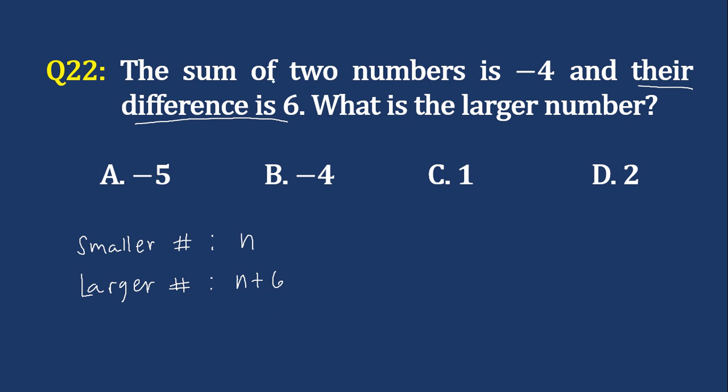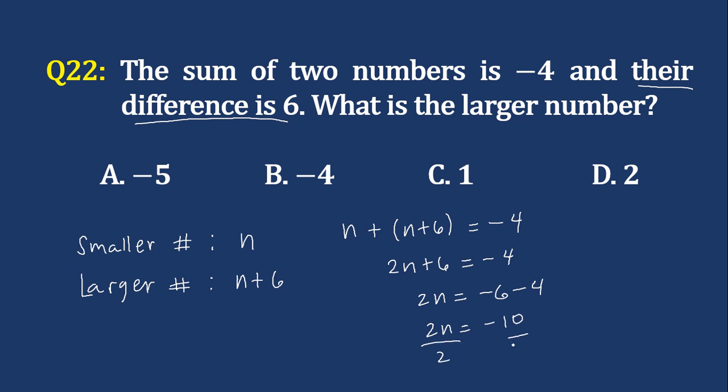Now we will use the first condition saying the sum of two numbers is negative 4 to create an equation. So if we add the two numbers or the two representations here, n plus n plus 6, the result is negative 4. Simplifying, we have 2n plus 6 equals negative 4. 2n equals negative 6 minus 4, so this is negative 10. 2n equals negative 10. Divide by 2. The value of n is negative 5.